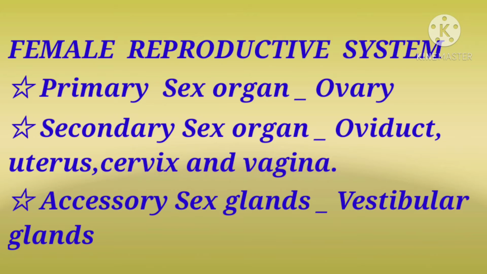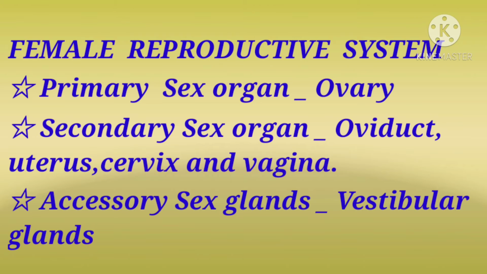First is the primary sex organ, that is the ovary. Ovary is the primary sex organ in female, and a pair of ovaries is present on either side of the pelvic cavity, attached by ovarian ligaments. And the ovary produces two things: one is the female gametes, that is called ovum or egg, and the other is hormones, that is estrogen and progesterone, which are responsible for the secondary sexual characteristics in female and for pregnancy also.